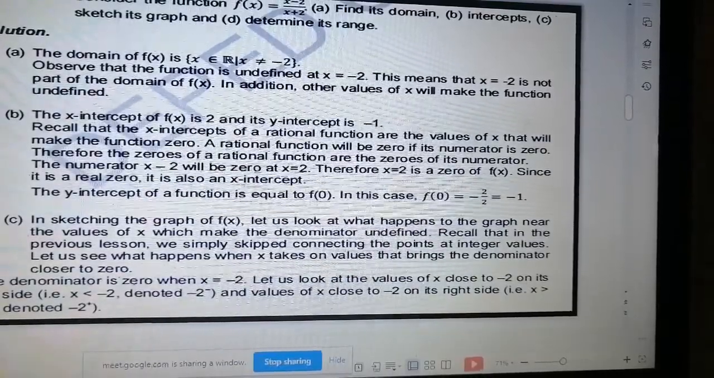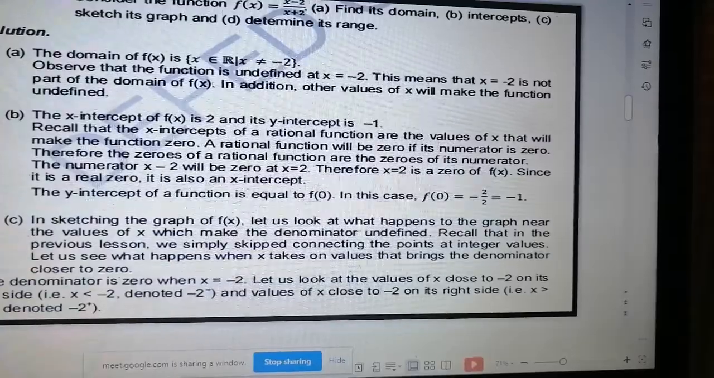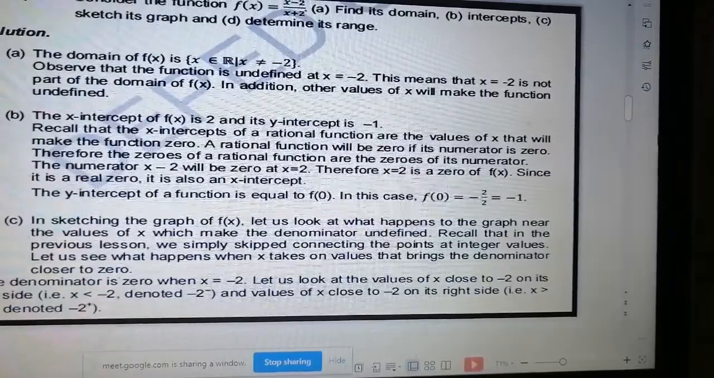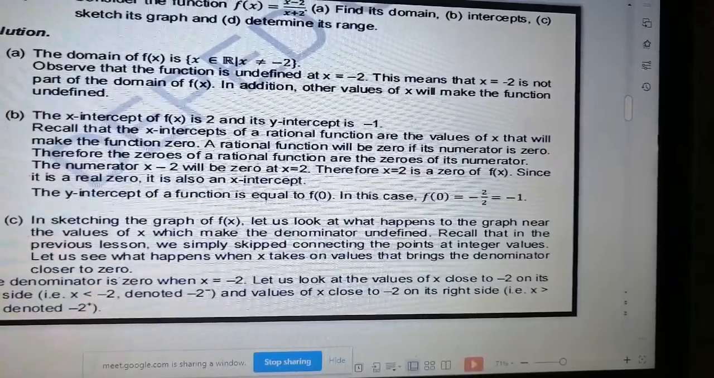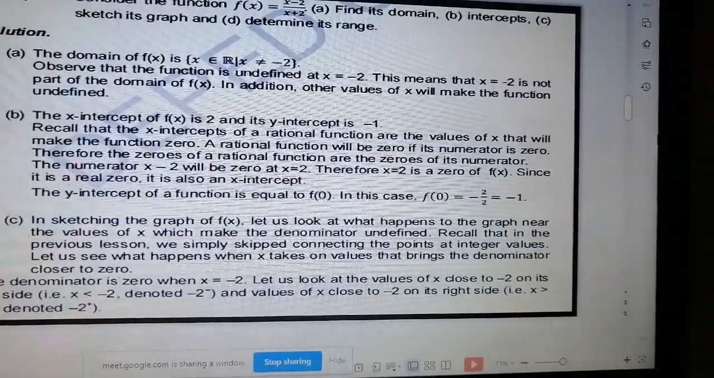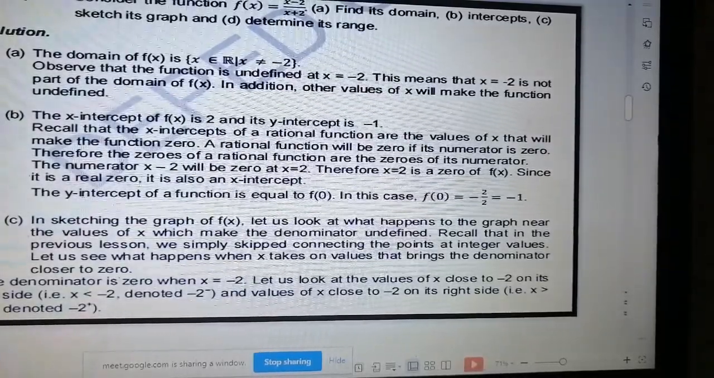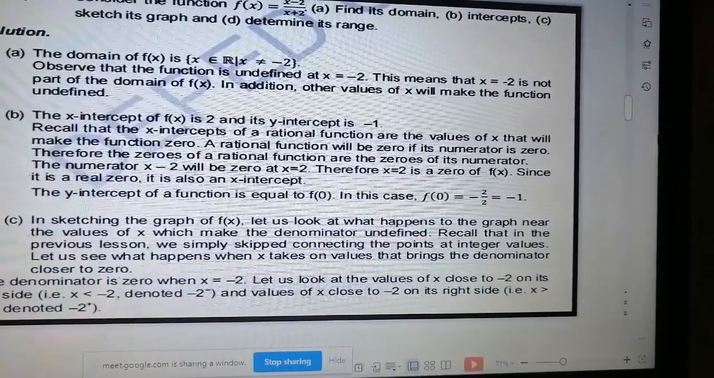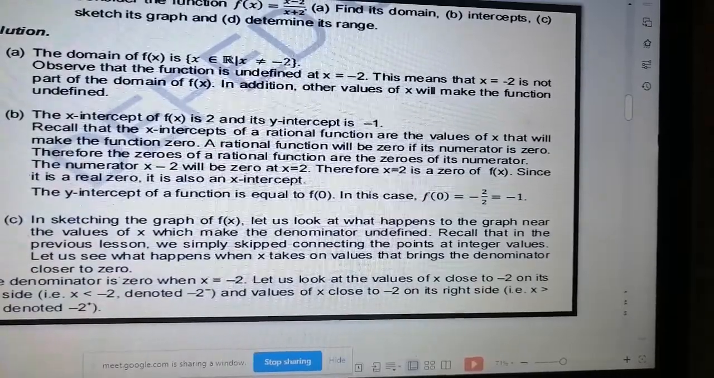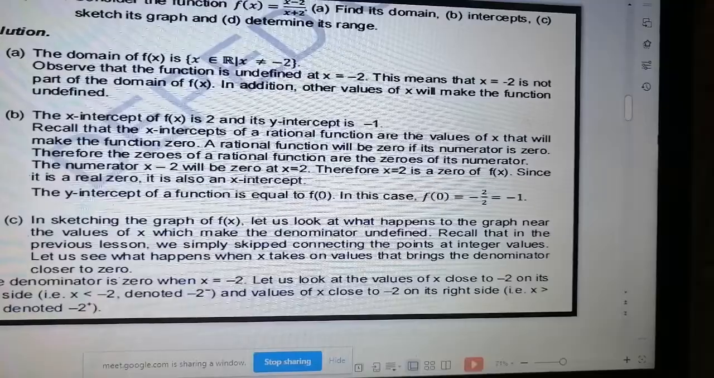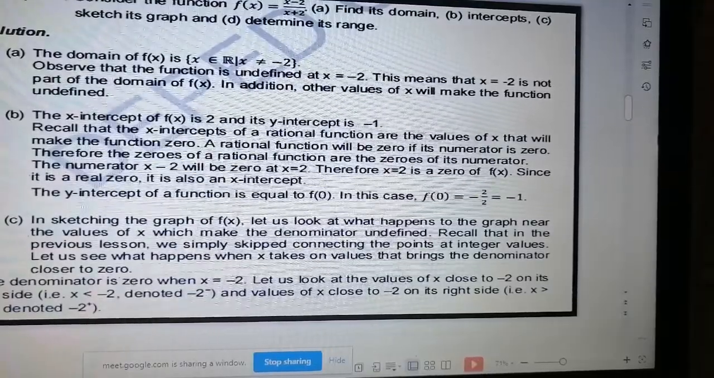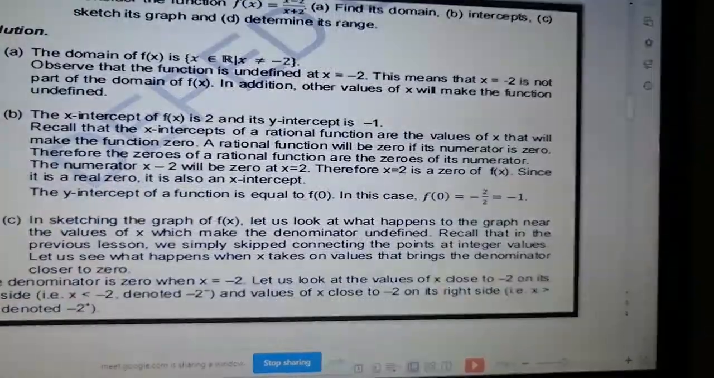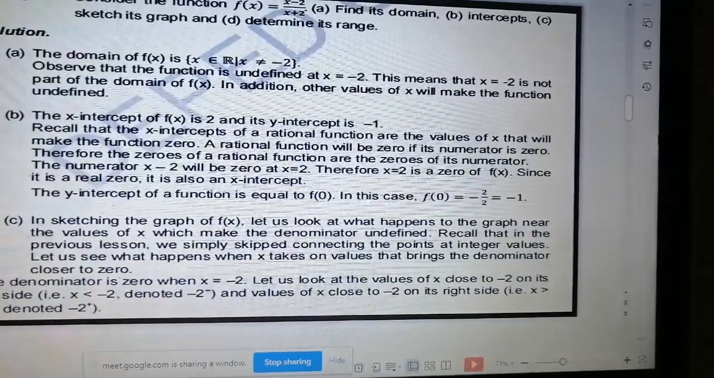Okay, letter B na tayo. Ang hanapin naman natin ay yung intercepts. We have the x-intercept of the function, which is 2, and its y-intercept is negative 1. Positive 2 niya yung x-intercept, and yung y-intercept niya ay negative 1.